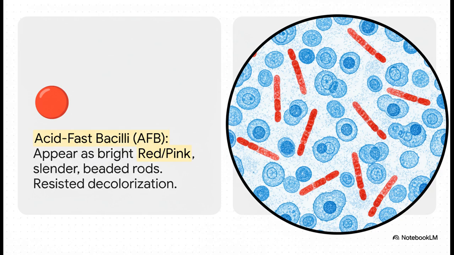Well, the stars of the show, the Acid-Fast Bacilli, or AFB, they're going to be a bright, unmistakable red or pink. And why? You guessed it, they're the ones that stubbornly held onto that Carbol Fuchsin. You'll see them as these long, slender rods. Sometimes they even look a little beaded. And everything else? The background, the other cells, any other bacteria? It's all going to be a cool blue because it took up the methylene blue counterstain.